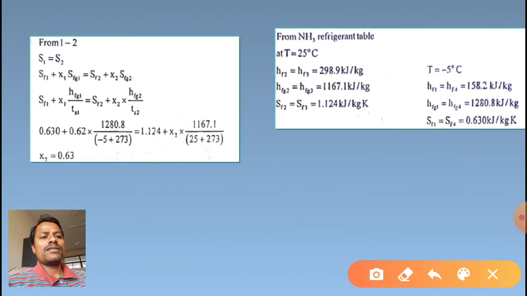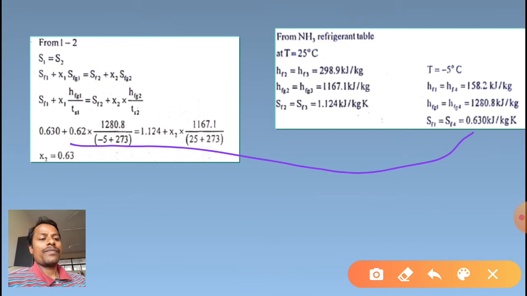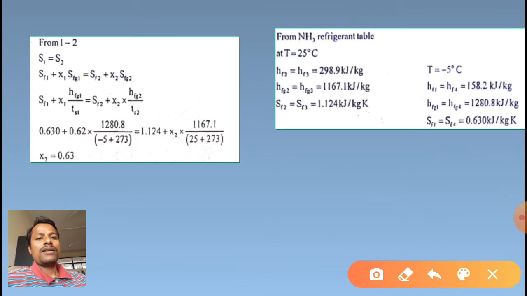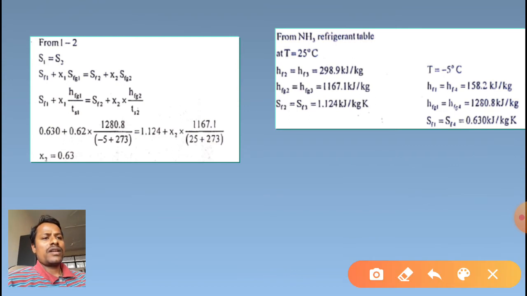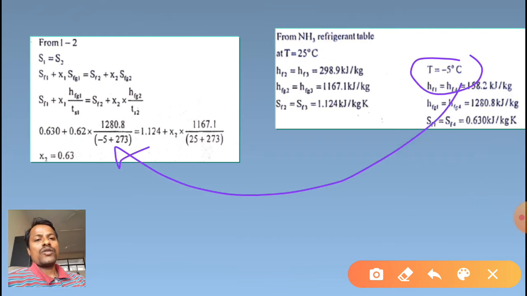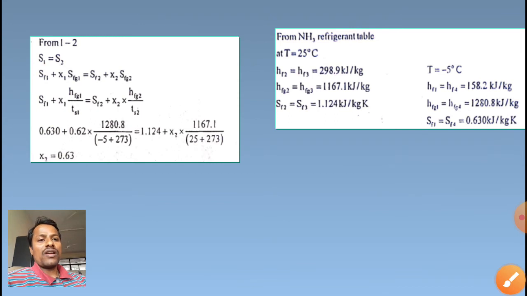Here SF1 I have to substitute as 0.630. X1 has been given as 62% dry, that is 0.62. HFG1 is 1280.8. Then T saturation is -5 plus 273, because the temperature of the refrigerant at state 1 is -5 degrees Celsius.